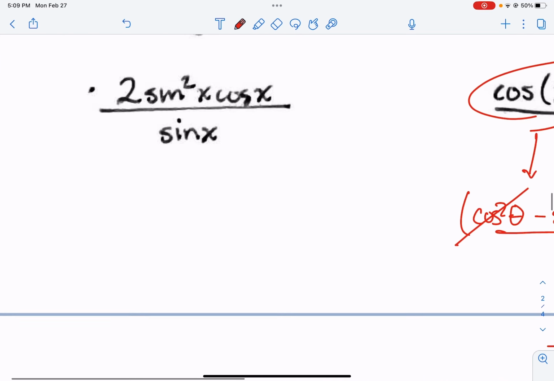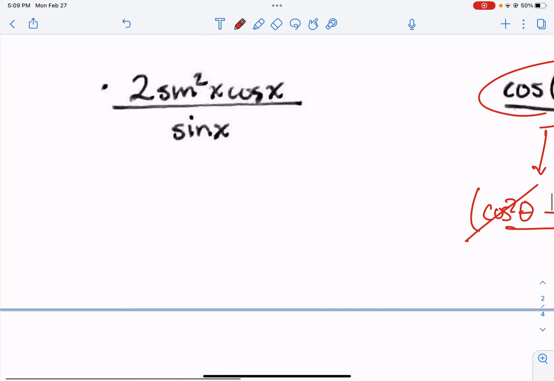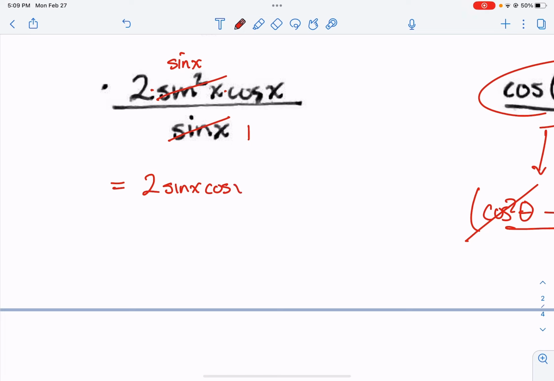And now let's go ahead and work on this one. So what can we do here? Well, we notice that we have a product up here, right? 2 times sine squared times cosine. So when I'm dividing by sine, I know that this sine will cancel with one of these sines. So instead of sine squared, we just have sine of x now. And now down here, there's just a 1. So really, this whole thing turns into 2 sine of x cosine of x.